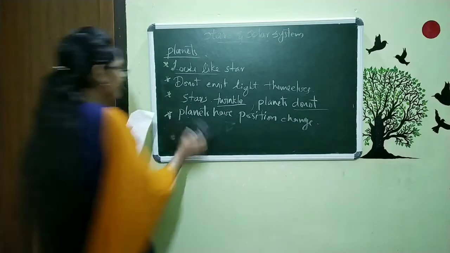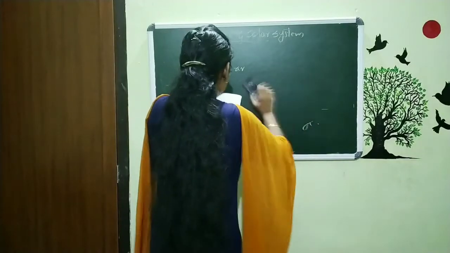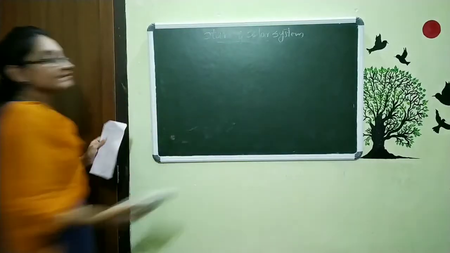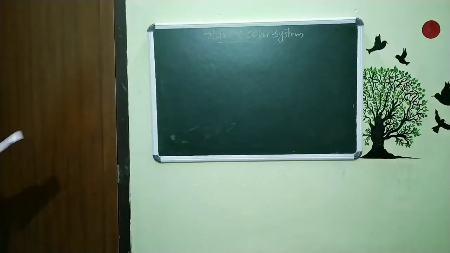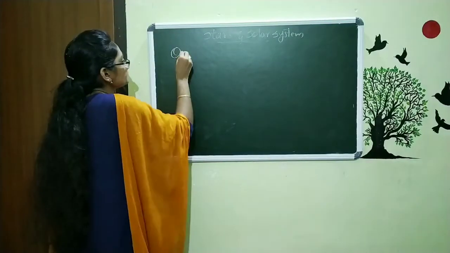Now we want to study some of the terms like orbit, period of revolution, period of rotation, like that. So first we are going to study the orbit. This is all about the planet itself.